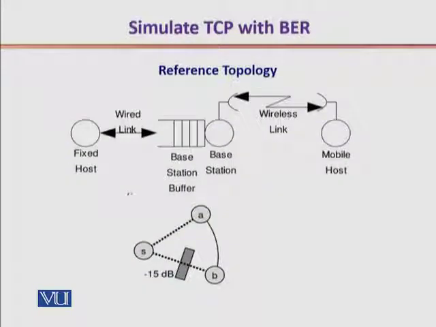The reference topology is such that we have on the left hand side a fixed host, also called the correspondent node, which is connected to a router through a point-to-point wired link. The router is also acting as a wireless base station for wireless nodes on the wireless network, as you can see on the right hand side.